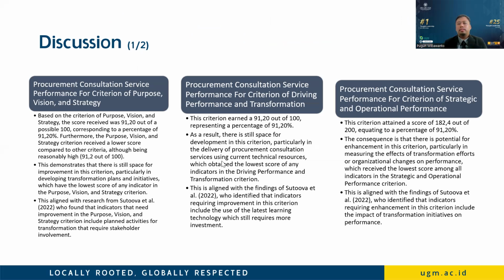Okay, moving on to the discussion, the three criteria score lower in the EFQM, indicating that there is still room for improvement. This is aligned with the research result of Sutova, who found that indicators that need to be improved in the three criteria include planned activities for transformation that require stakeholder involvement, the use of the latest technology, which still requires more investment, and the impact of transformation initiatives on performance.